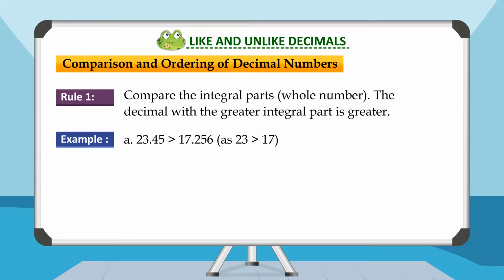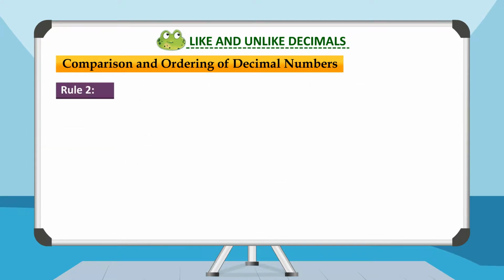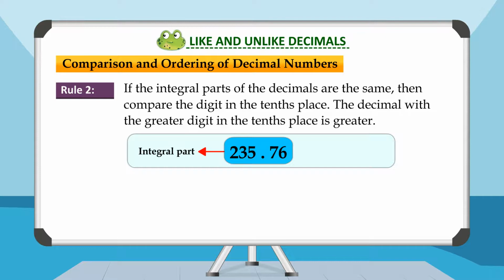Examples: A. 23.45 is greater than 17.56, as 23 is greater than 17. B. 35.68 is less than 42.10, as 42 is greater than 35. Rule 2. If the integral parts of the decimals are the same, then compare the digit in the tenths place. The decimal with the greater digit in the tenths place is greater.